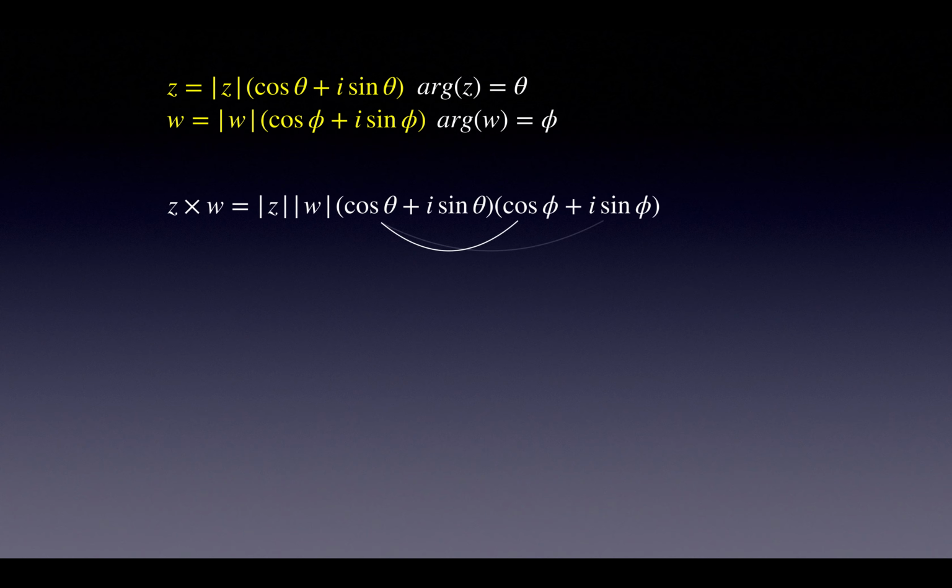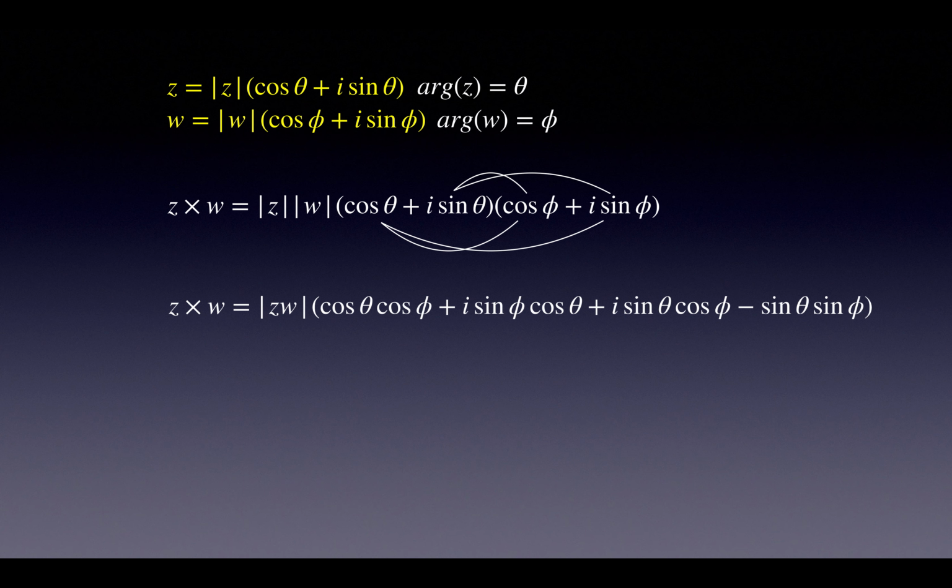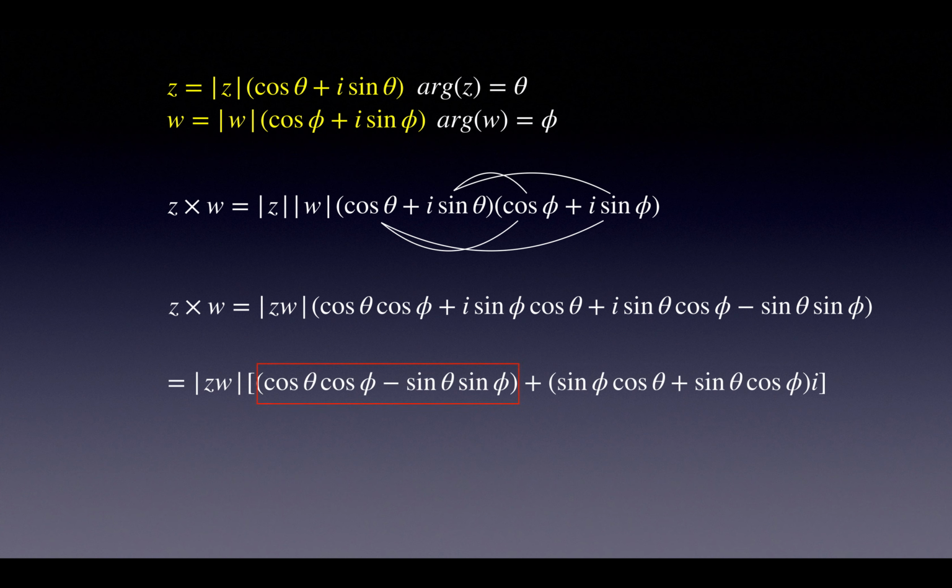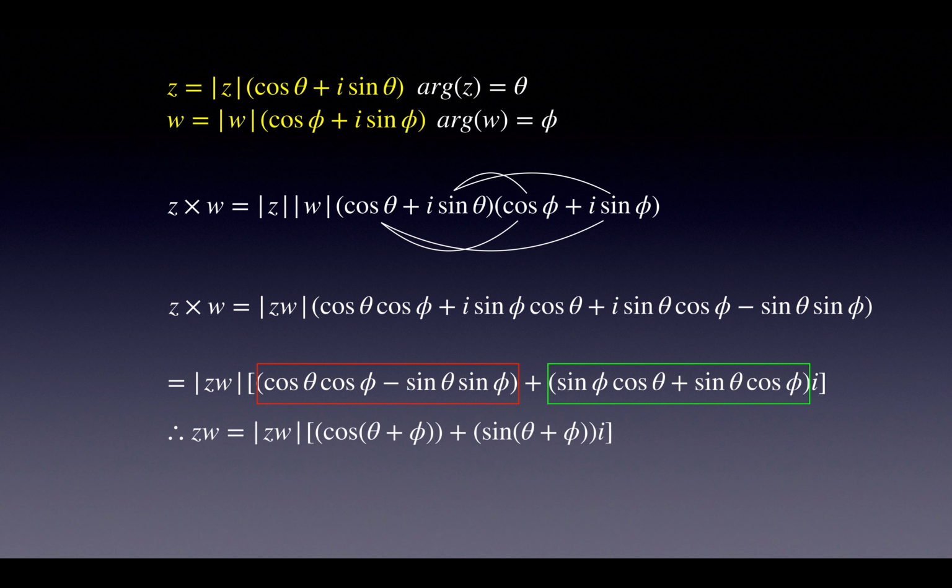To multiply, we expand the parentheses and multiply the modulus. Now, pause the video and try to rearrange the terms in the parentheses and simplify. You should have realized that by rearranging the terms, it is possible to rewrite the expression using the trigonometric identities for cos(x + y) and sin(x + y).